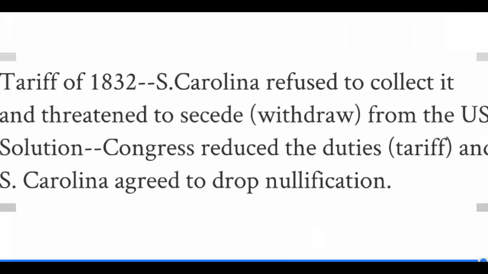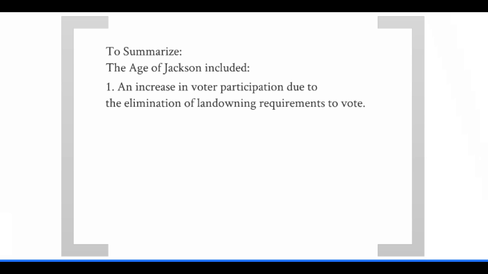Later, we're going to expand this division to include the slavery issue, but again, we will talk about that in the next unit. It really starts here with the tariffs of 1828 and 1832. You can see here Congress is going to reduce the tariffs. South Carolina is going to agree to drop its nullification and secessionist talk. So then, let's sum up the age of Jackson.